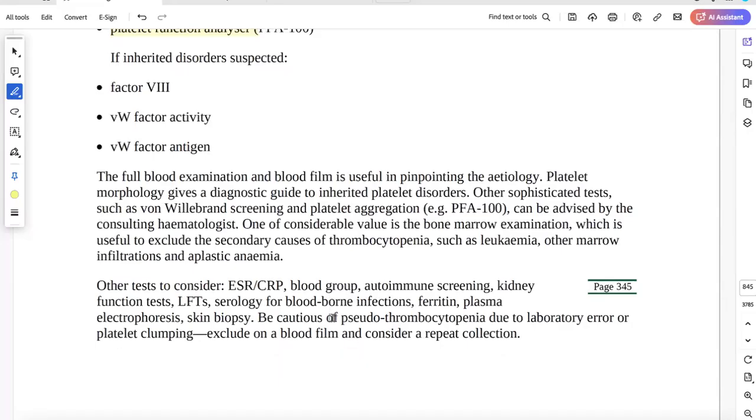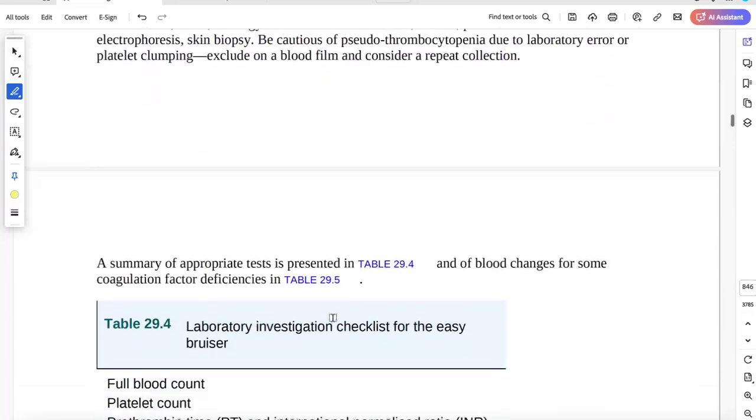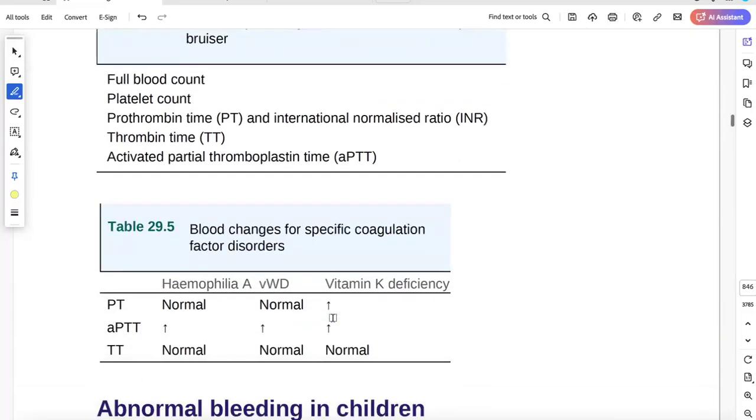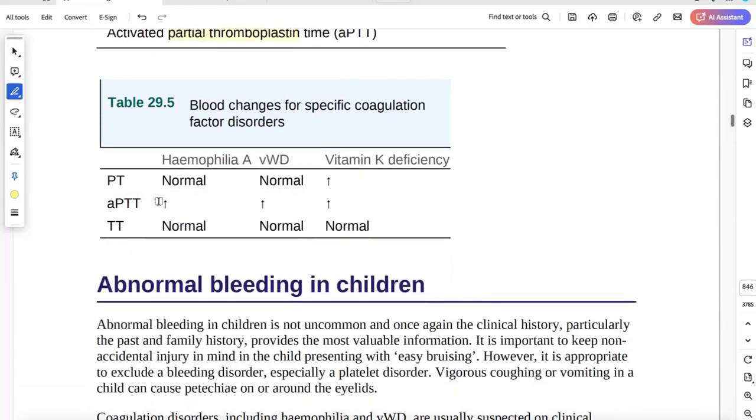And most of the time, if we can't find any specific cause, then the last option would be to go for a bone marrow biopsy, or bone marrow examination, sorry. So the laboratory investigation checklist for easy bruising: full blood count, platelet count, PT-INR, then APTT. These are the 4 main investigations.